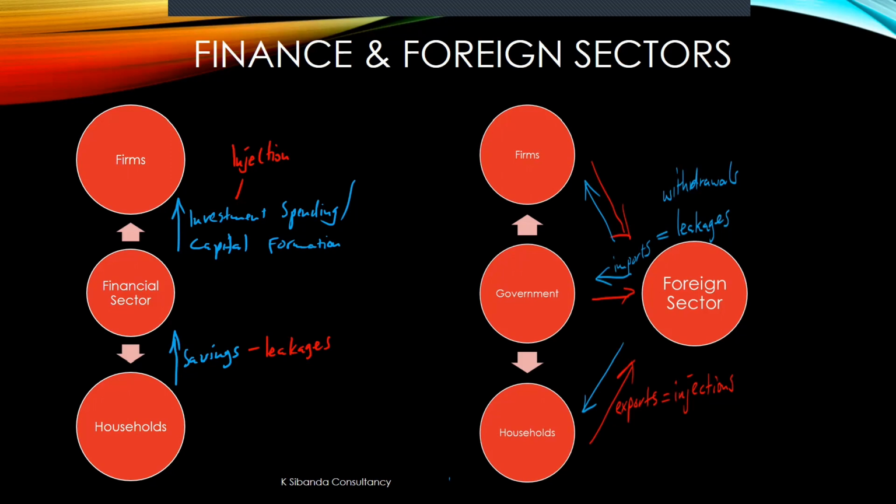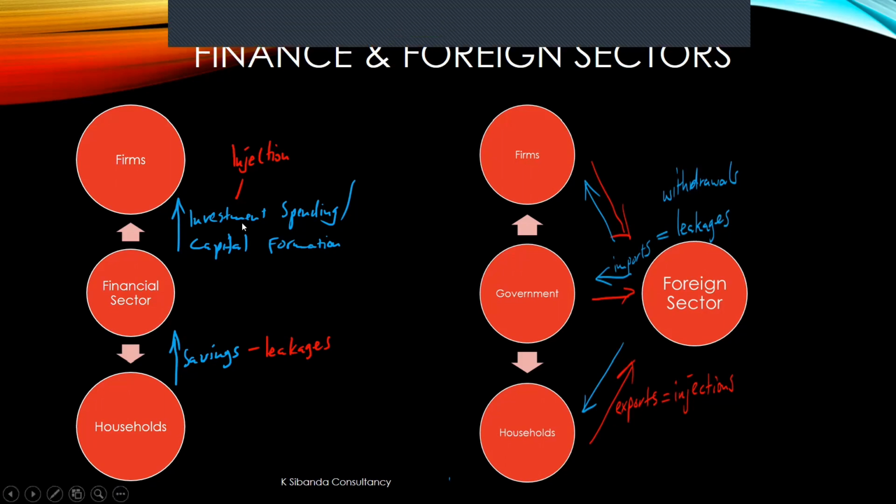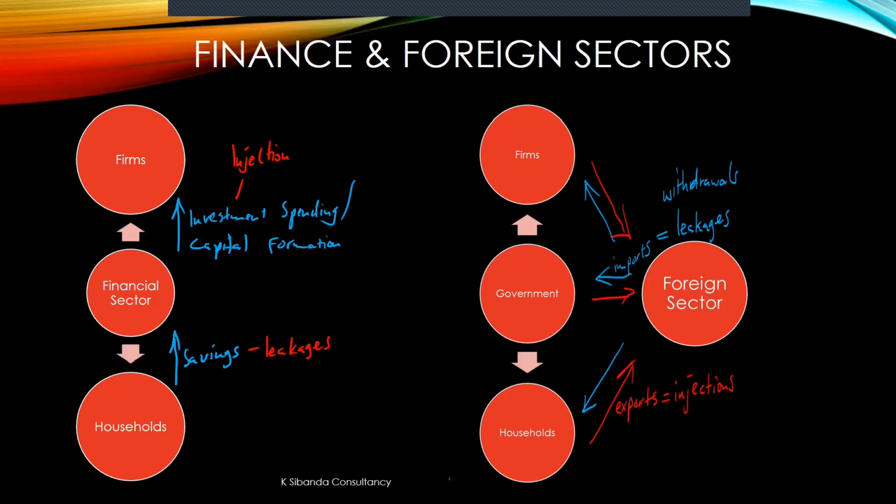We call that an injection because it's money that is coming back into the circular flow of income. The same thing with investments. We are saying firms can approach banks to seek loans or investment fund capital, so they can get that money that they want to invest into the business. So it then becomes an injection.